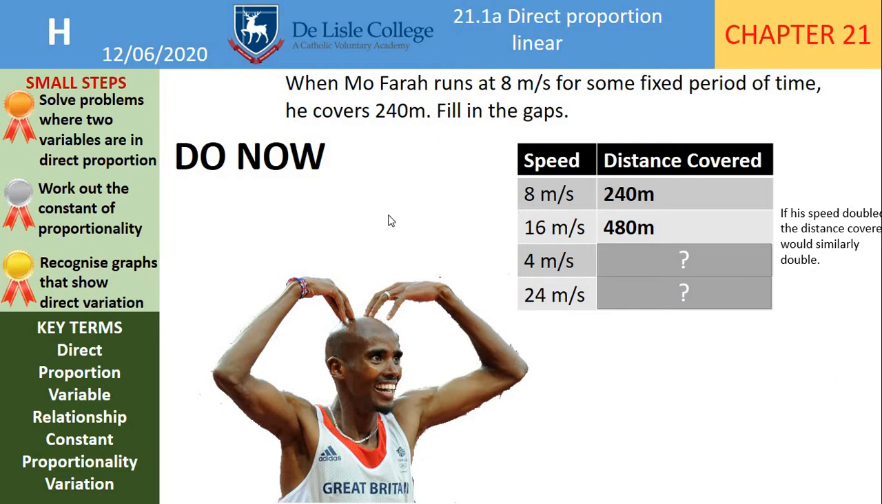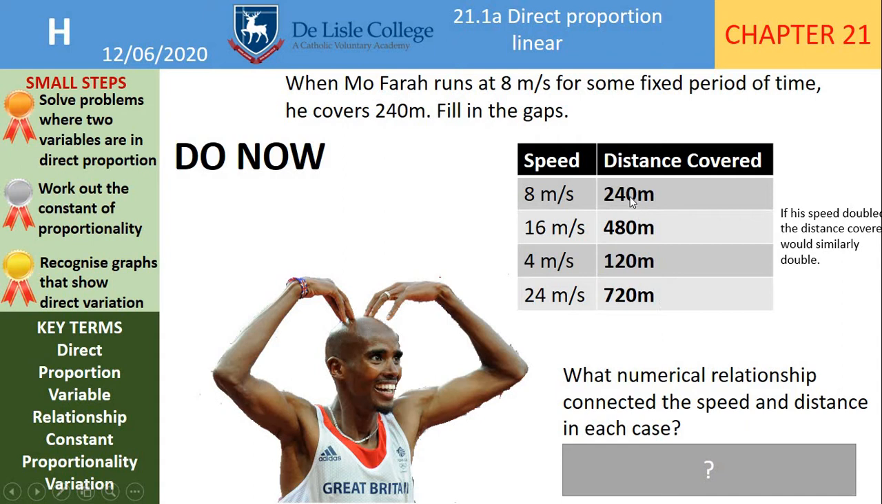What if he halves his speed from 8 metres per second to 4 metres per second? Hopefully you recognise this would just halve the distance covered. So this is 120 metres. And what about if he runs 3 times the speed, so he does 24 metres for every second? Well, his distance covered will have multiplied by 3 to give 720 metres.